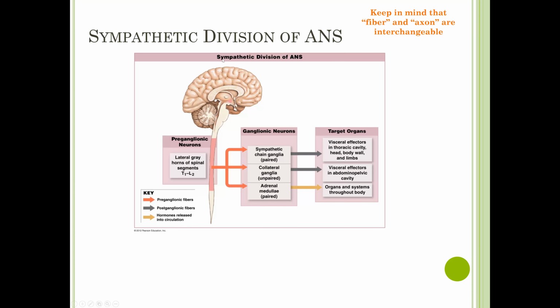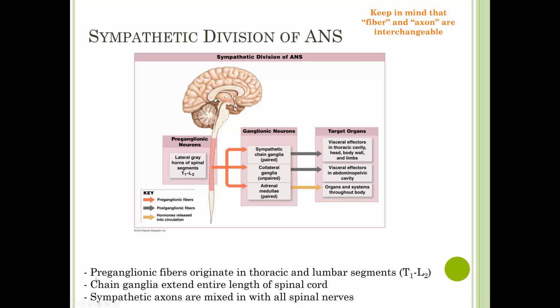So as a quick overview of the sympathetic division, we have our preganglionic neurons, which originate in the spinal segments T1 to L2. They originate in those lateral gray horns. And then, as we're going to see in a moment, we've got three different types of ganglia in the sympathetic division. The preganglionic neurons are going to run from the spinal cord to the ganglionic neurons, and then the postganglionic fibers are going to go from the ganglia out to the target organs. So again, notice that with the sympathetic division, the preganglionic fibers or axons originate in the thoracic and lumbar segments, so from T1 to L2.